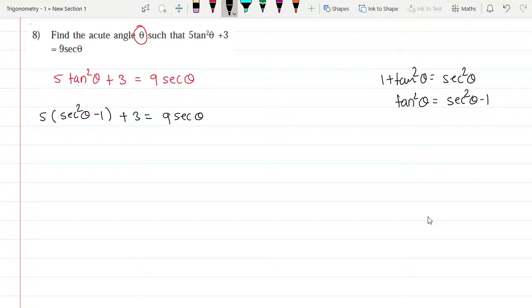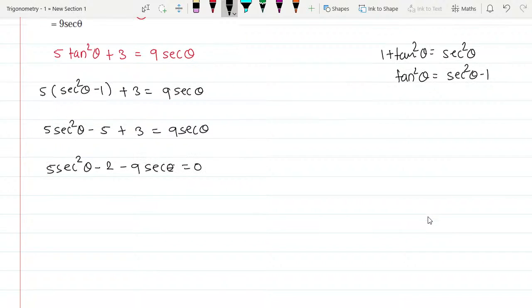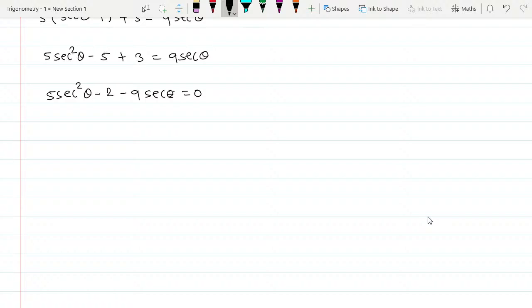Try to get a single variable, because a quadratic equation has only one variable. We have the quadratic equation of a single variable. Okay, now let's open this bracket. So I will have 5 sec square theta minus 5 plus 3 equals 9 sec theta. So 5 sec square theta minus 2 minus 9 sec theta equals 0. Now write it in standard form: 5 sec square theta minus 9 sec theta minus 2 equals 0.